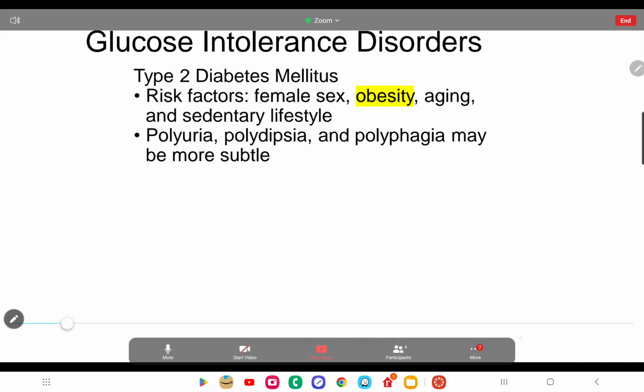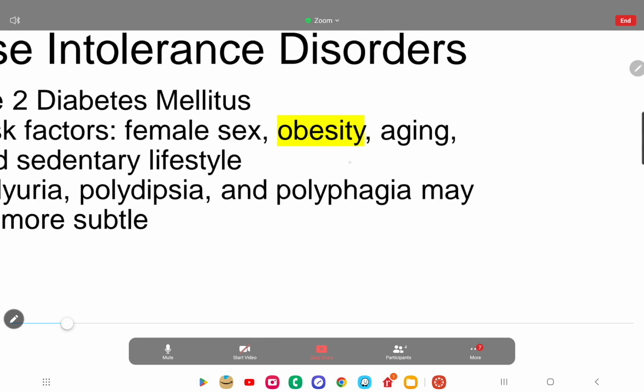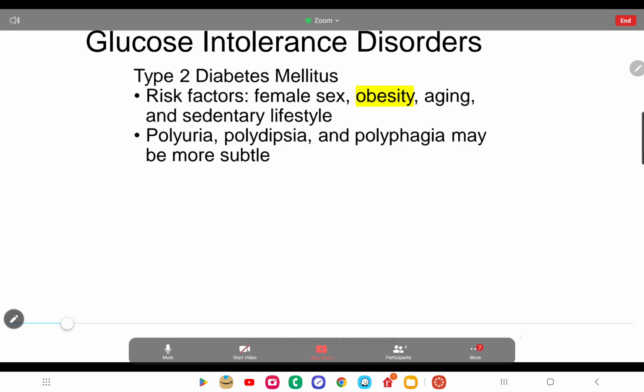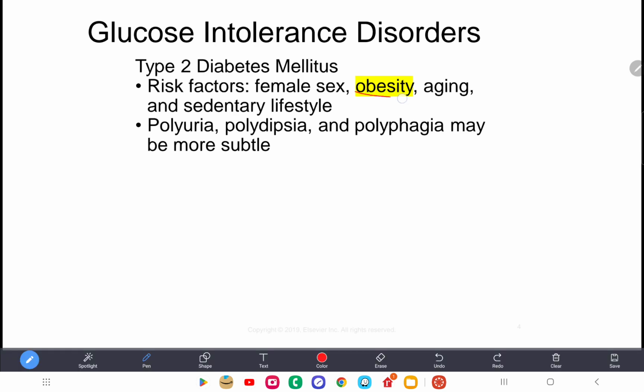Diabetes type 2 risk factor: obesity. Why? Because the obese patient is eating too much and too much glucose is getting inside the patient. You start using a lot of insulin with the transport until you develop the resistance. Okay, and then the glucose is still in the bloodstream.